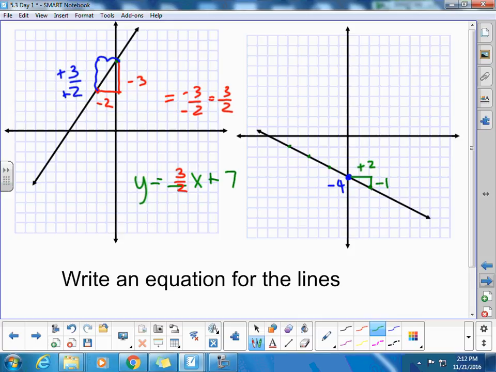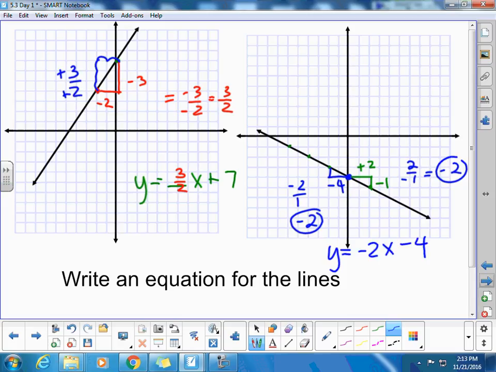Or I could have gone left 2, which would have been a negative direction, and up 1. But either way, negative 2 over 1 reduces to just negative 2. And this would have been 2 over negative 1, which also reduces to negative 2. So my slope's negative 2, so y equals negative 2x minus 4, because I said I crossed right here at negative 4.